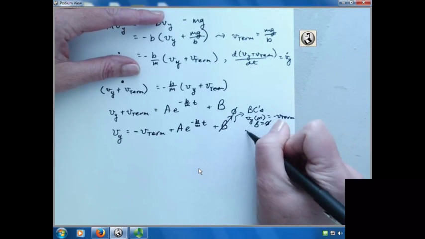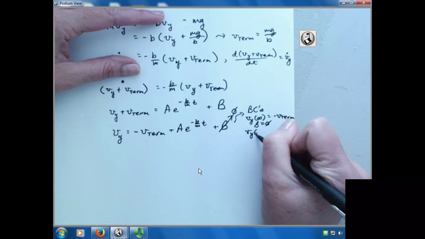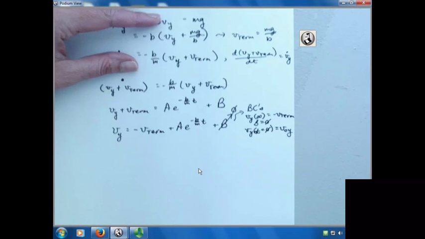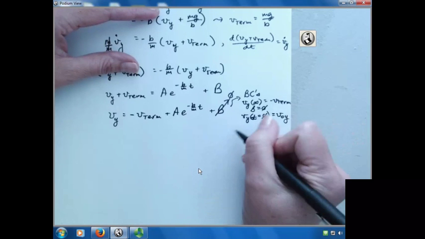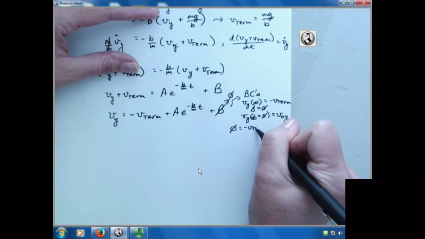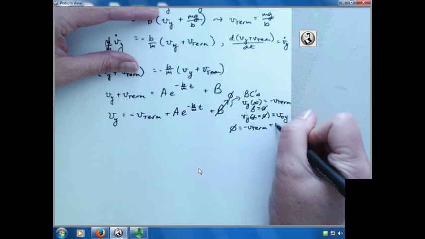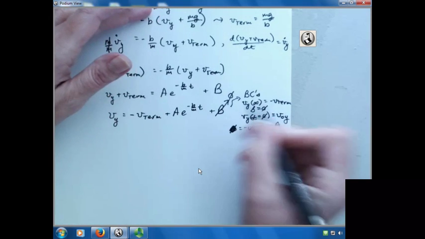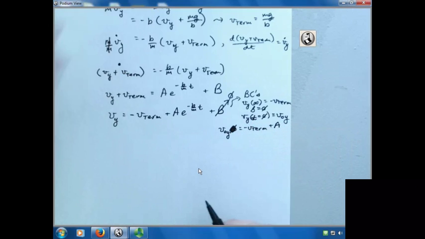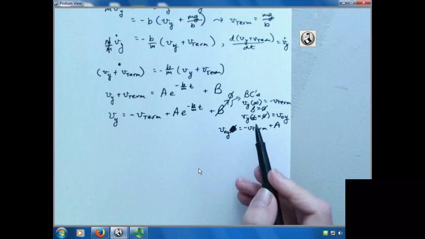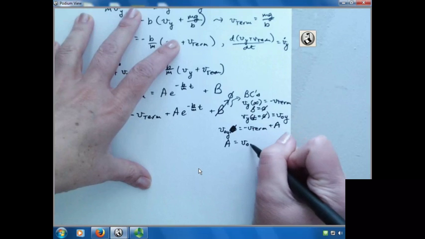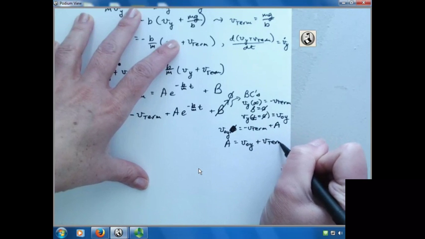Another boundary condition is Vy when t equals 0 must be equal to v naught's y component. So that means that 0 is equal to minus v term plus a times e to the 0. That's not correct. Why did I plug in 0? That should be v naught y. The value at t equals 0 on the left-hand side is equal to the value at t equals 0 on the right-hand side. So I know that a must be equal to v naught y plus v term.